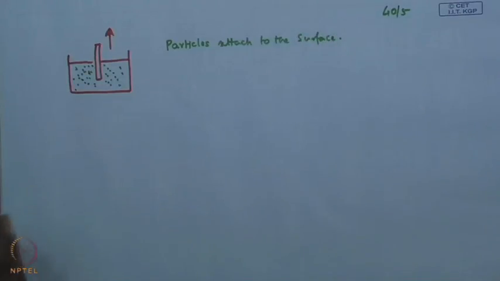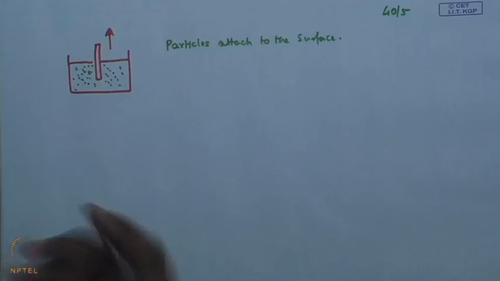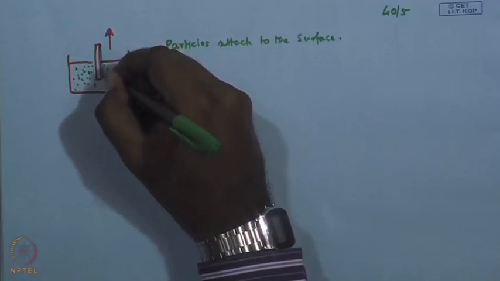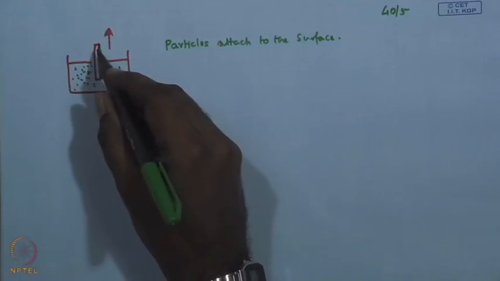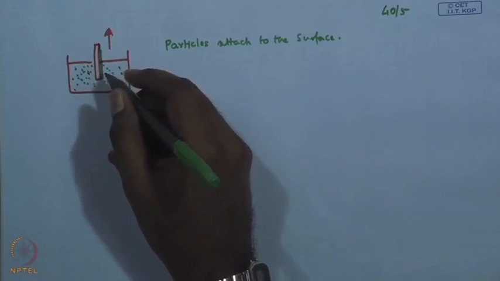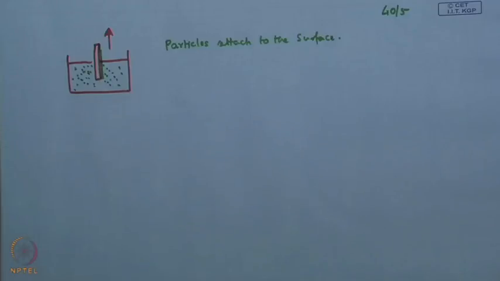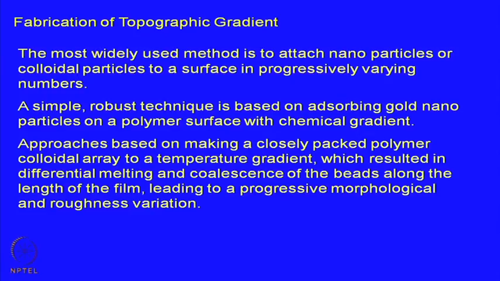Either you vary progressively the withdrawal speed, or you can take a chemically patterned surface which offers different chemical properties on the surface, which results in a wettability contrast or variation in the extent of adhesion, and that will lead to different number density of molecules attaching at different locations. So, this is one of the most popular ways of fabricating topographic gradient surfaces, by varying the number density of the particles that are attaching.